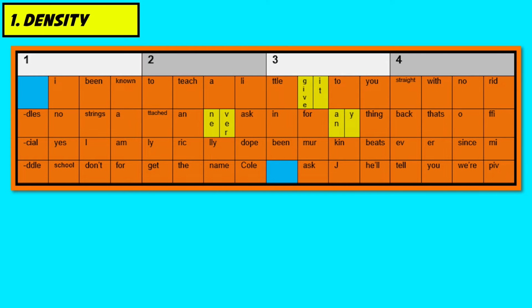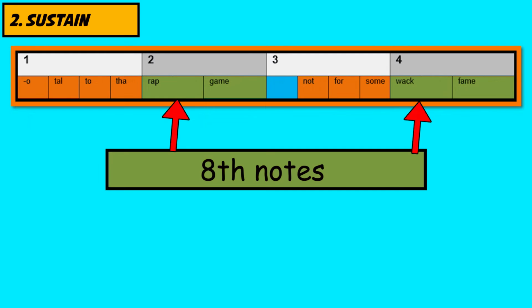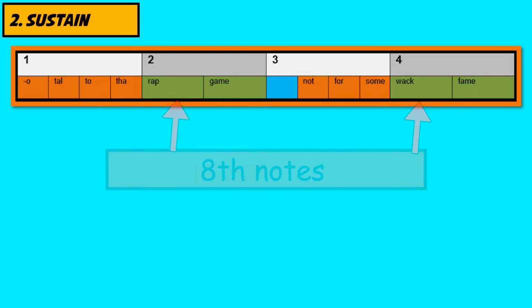Now, the second way that we fill in bars is by using something known as sustain. And as I stated earlier, every syllable is a rhythmic music note, but every syllable is not the same length. When using sustain, we use longer notes, such as 8th notes and quarter notes, to give more space to syllables that need to be stressed in order to be understood clearly. But we also use sustain to exaggerate the stress of a syllable longer than usual.